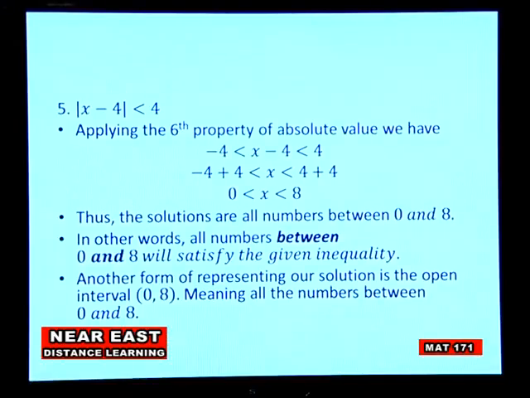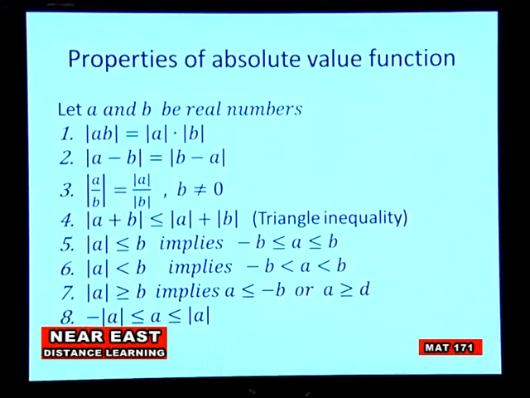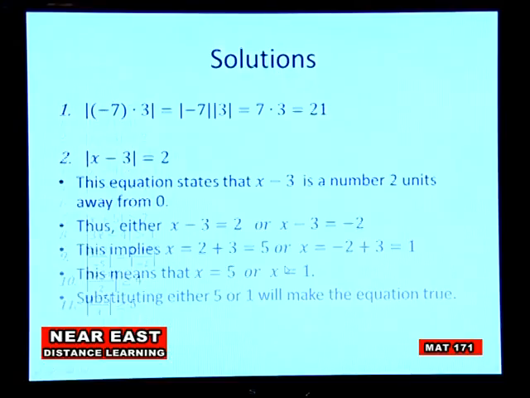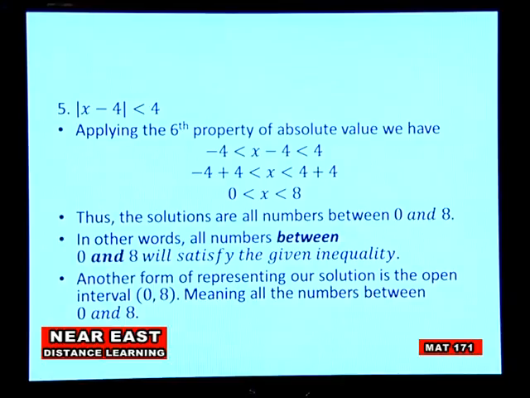The fifth example. This is saying absolute value of x minus 4 is less than 4. If you look at one of our properties, property 6 is saying absolute value of A is less than B implies minus B less than A less than B. So we apply this. Absolute value of x minus 4 is less than 4. So apply the 6th property and you have minus 4 less than x minus 4 less than 4. And you can solve this.